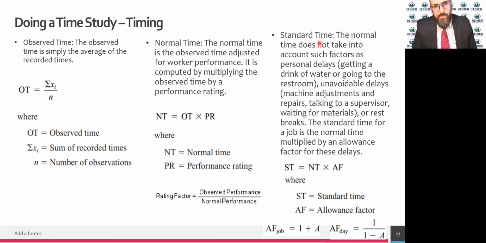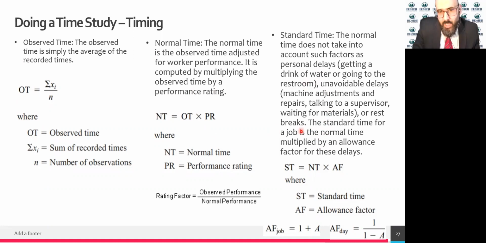Now, the standard time is the normal time plus allowances. Basically, when we talk about the normal time, we don't look into some factors, basically the delays, whether it's personal delay or unavoidable delay, or maybe rest or breaks. We did not consider that. So the standard time will need to look into these different delays, such as getting a drink of water or going to the restroom, machine adjustment or repairs, or talking to the supervisor. These are not considered with the normal time or the observed time.